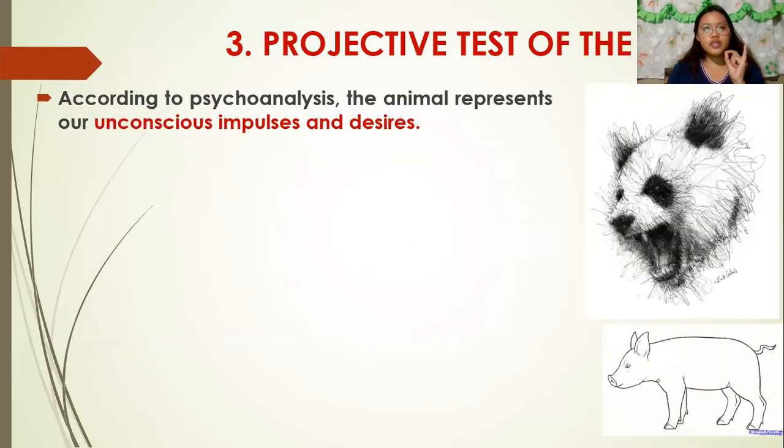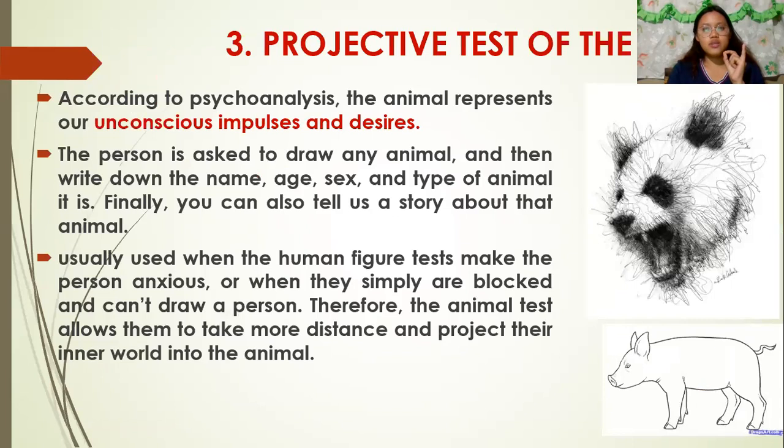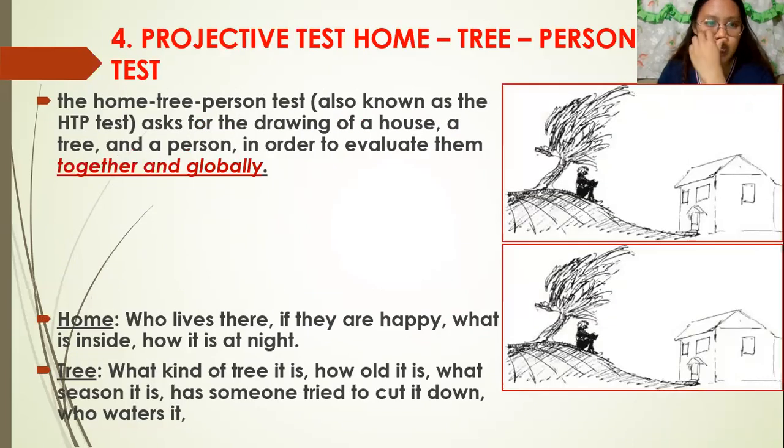So first is projective test of tree, projective test of human, projective test of animal. And now we come to projective test of home tree person or HTP test. So there are three objects here, the tree, the person, and the house or home. It is also known as the HTP test. And then the person is asked to draw the three objects globally or together.